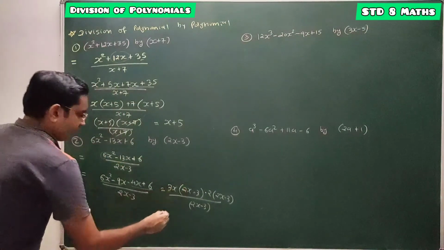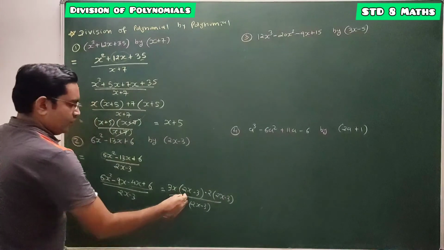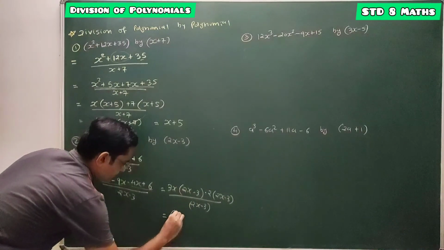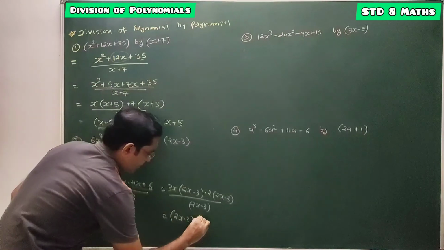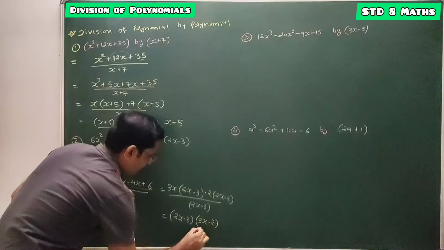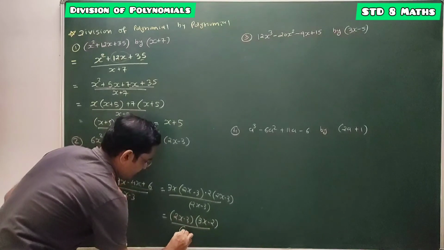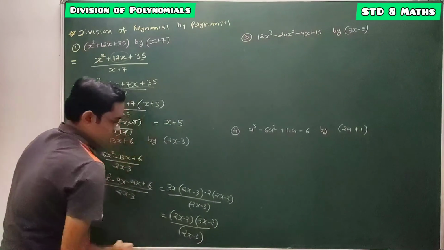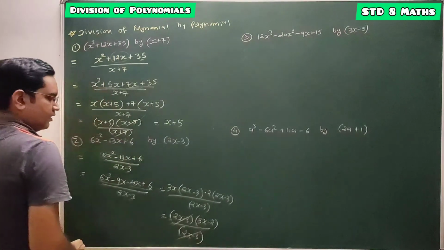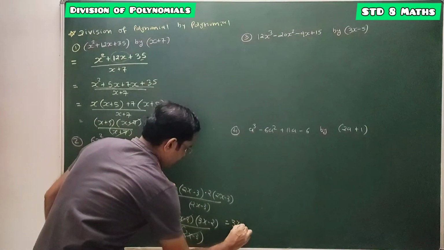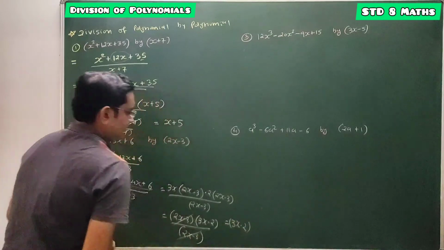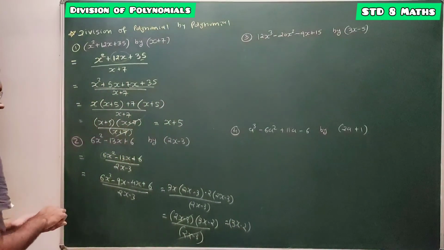Done? Now again from this numerator we can take 2x minus 3 common. Remaining terms are 3x minus 2, divided by 2x minus 3. 2x minus 3 will cancel out. So our answer is 3x minus 2. 3x minus 2 is the answer. Done?